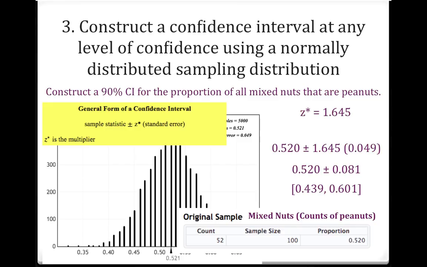0.439 to 0.601. To interpret this confidence interval, I could say that I am 90% confident that the proportion of all mixed nuts that are peanuts is between 0.439 and 0.601.